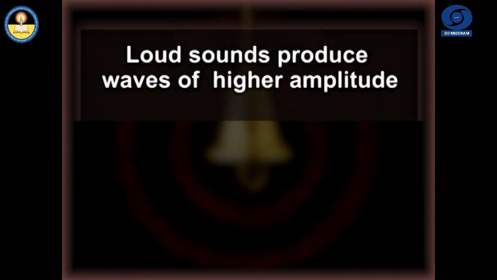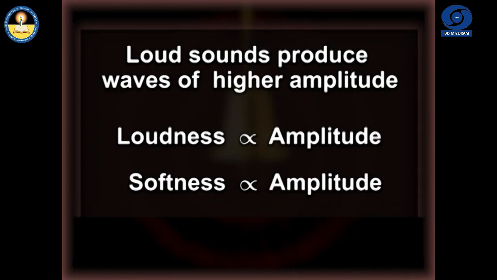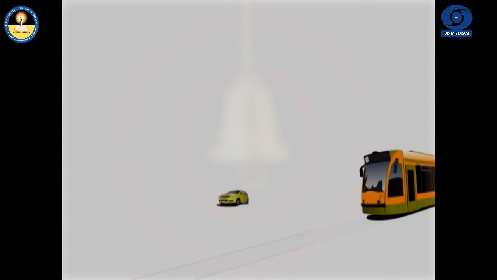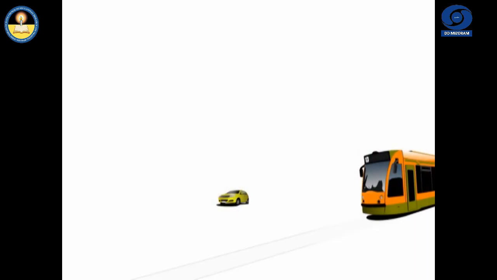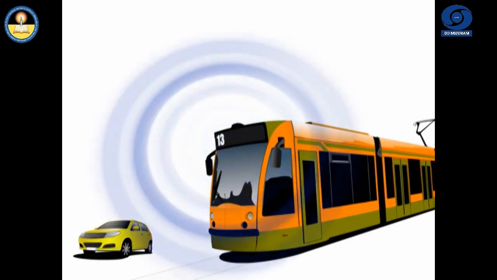Loud sounds produce waves of higher amplitude. The loudness or softness of sound is determined basically by its amplitude. The amplitude of the sound wave depends upon the force with which an object is made to vibrate. A loud sound can travel a larger distance as it is associated with higher energy.